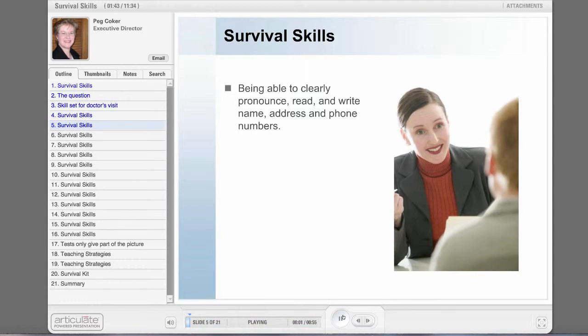Your student should be able to respond when asked, "What's your name?" Help them to speak their name clearly. Your student should also be able to respond when asked, "What's your address? What's your phone? What's your home phone? And what's your cell?" Help them to pronounce their address and phones correctly.